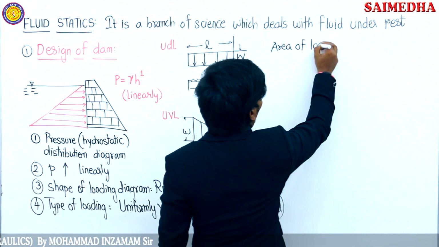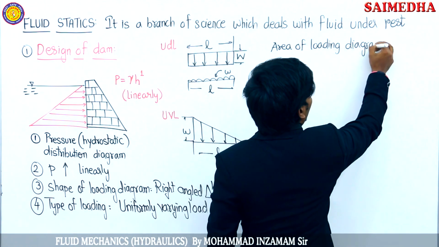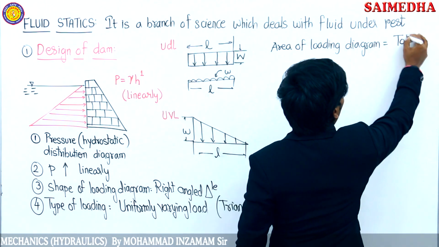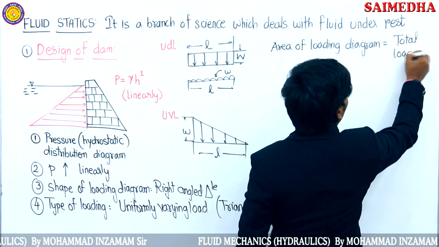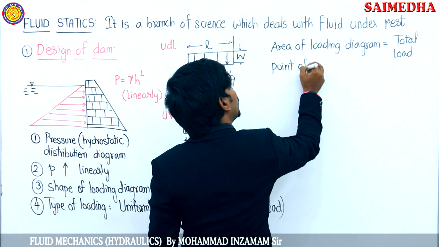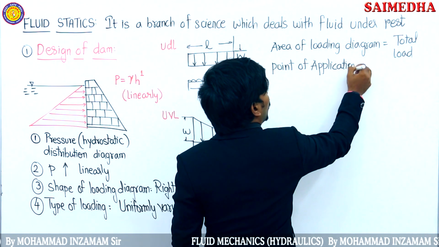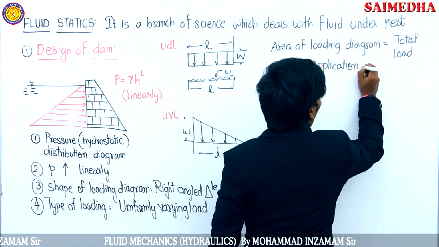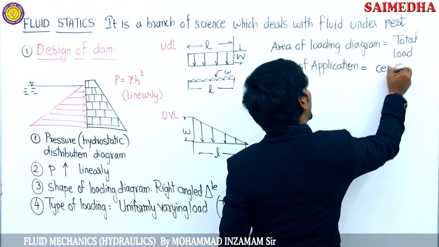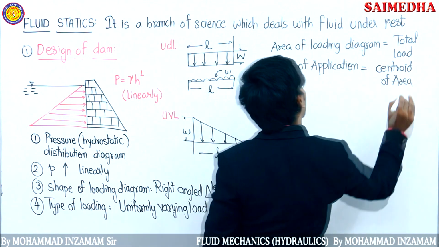Area of a loading diagram is equal to total load. Area of the loading diagram is called total load, or shear force also you can remember. The next one you need to remember is point of application, where that load is going to act. Point of application of load is the centroid of area. Okay. Chalo.